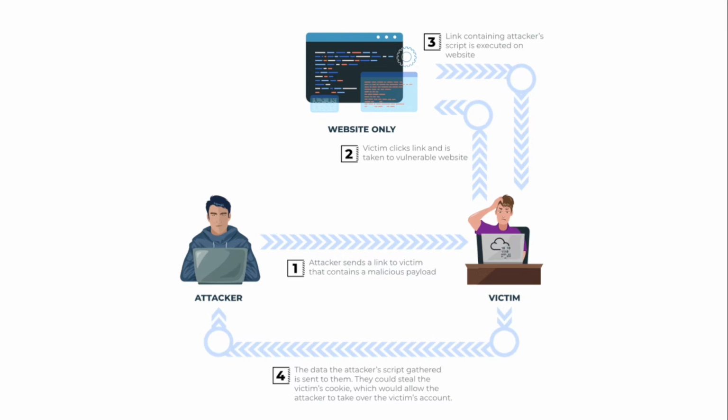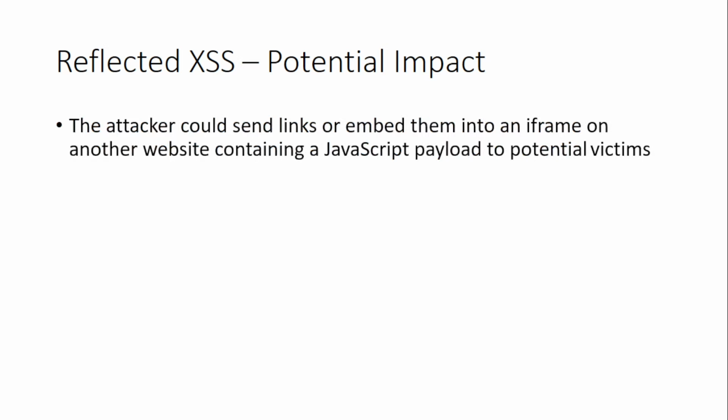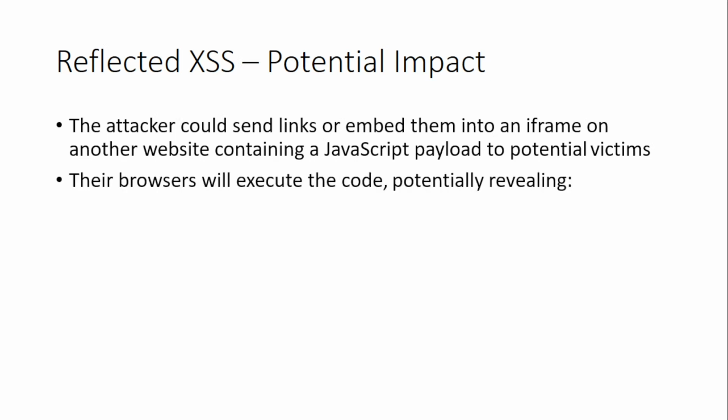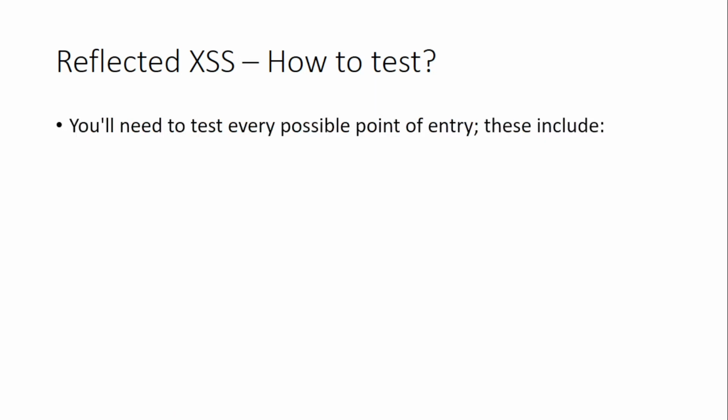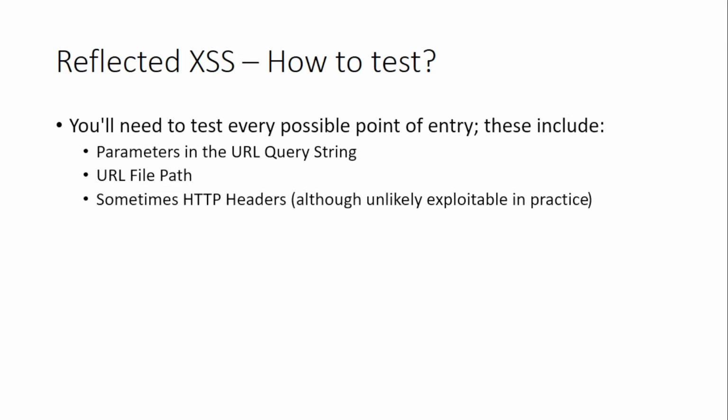So here the attacker could send links or embed them into an iframe on another website containing a JavaScript payload to potential victims. The browser will execute the code, potentially revealing session information, customer information, and so on and so forth. So how to test for reflected XSS? For that, we'll need to test every possible point of entry. And this includes parameters in the URL query string, the URL file path, and sometimes HTTP headers.